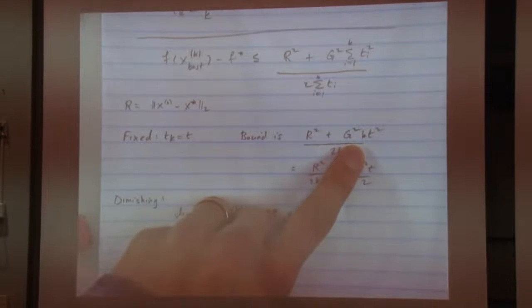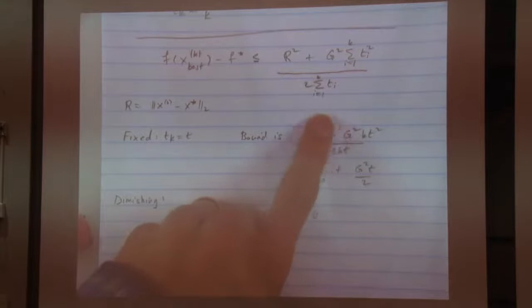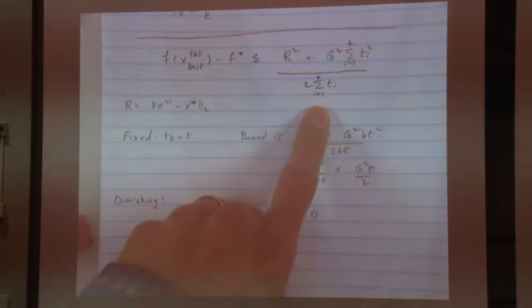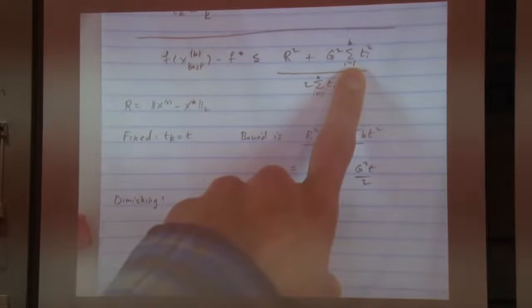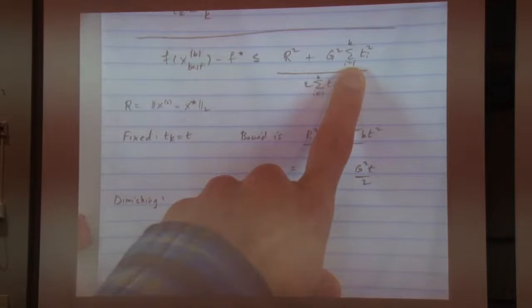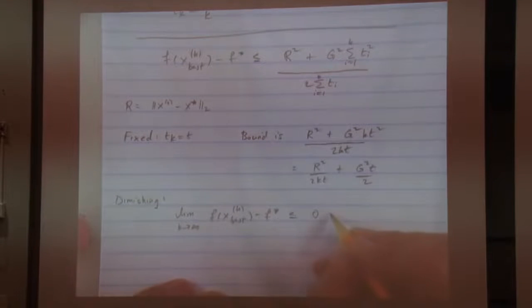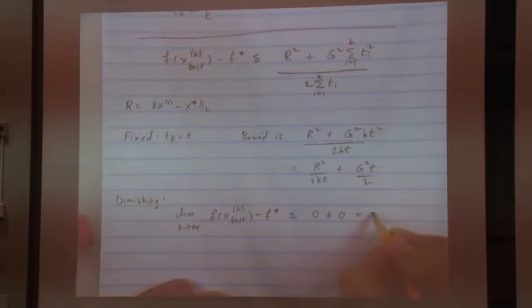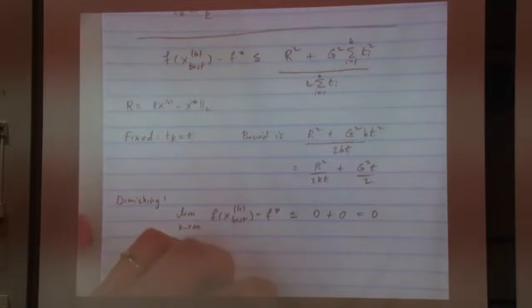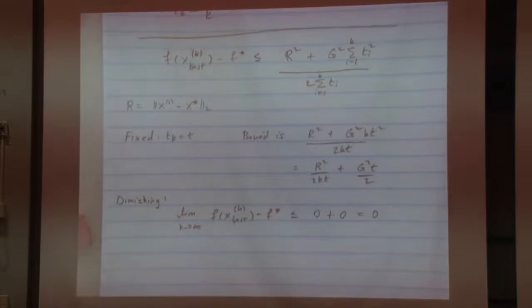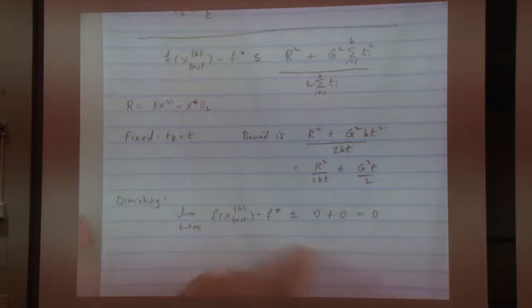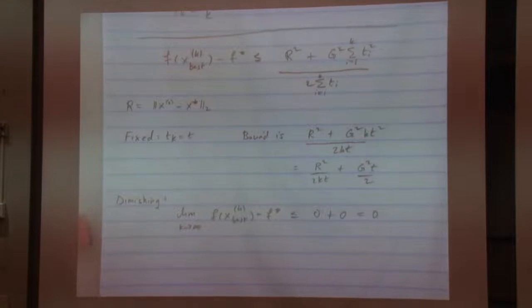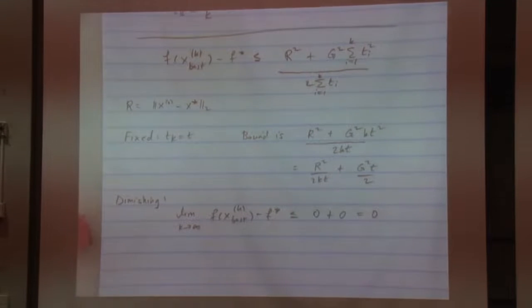Second term, remember the denominator goes to infinity by assumption. By assumption, this is finite. So something finite over infinity, so the second term is also just 0. So that's the bound we get in the limit, which means that subgradient method converges to the optimal criterion value.